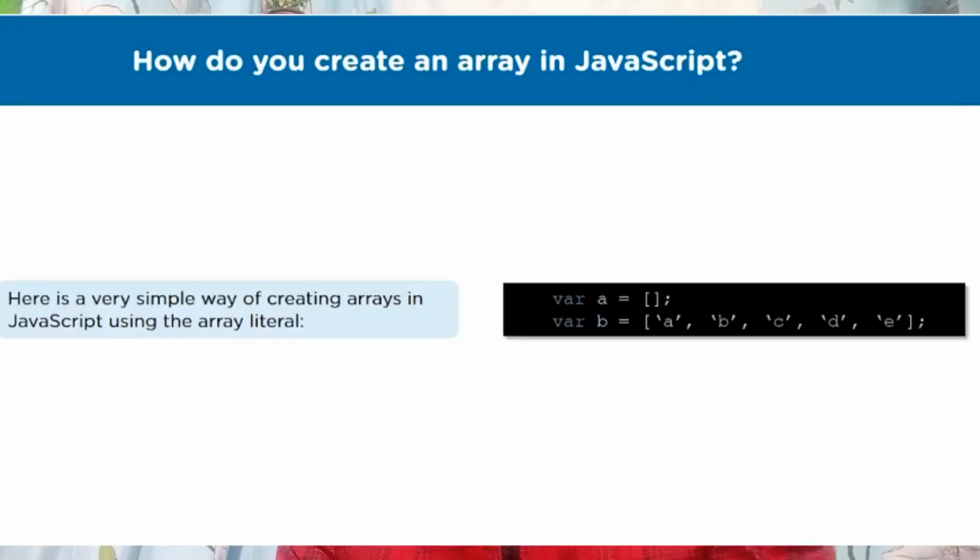We have another question: how do you create an array? For example, if you say var a equals empty brackets, it's an array, and then we have var b equals a, b, c, d. Those are strings, in other words, letters. Let's just go straight to the next one.